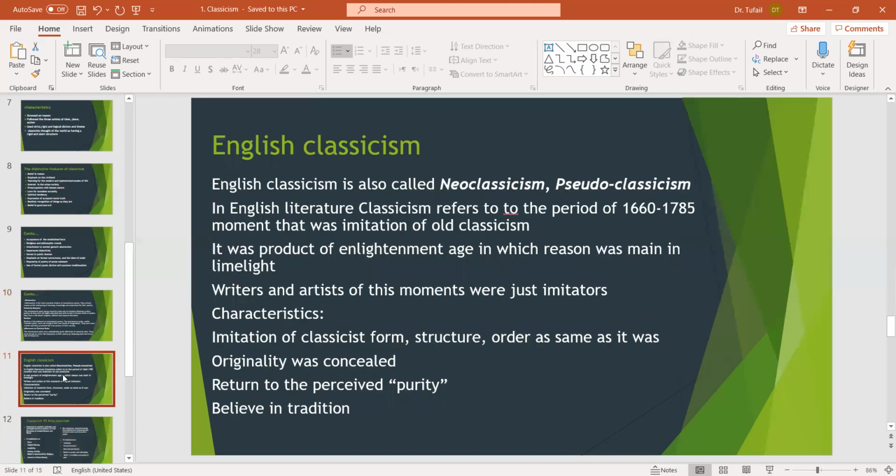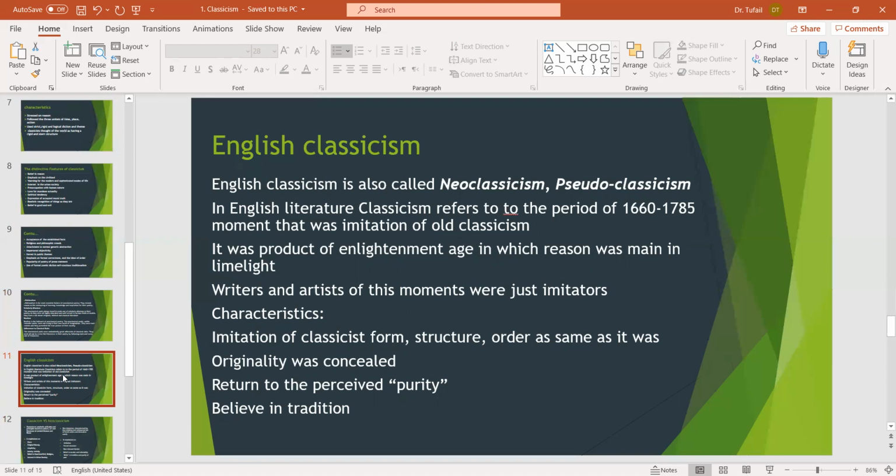And then we come to the age of English classicism. Actually, when we talk about English classicism, we call it neoclassicism. Here it's very important to understand what neoclassicism and pseudo-classicism are. Why do we call it neoclassicism? The reason is that these writers were trying to become classicists in their attitude, but actually they are called neoclassicists. They are called pseudo-classicists.